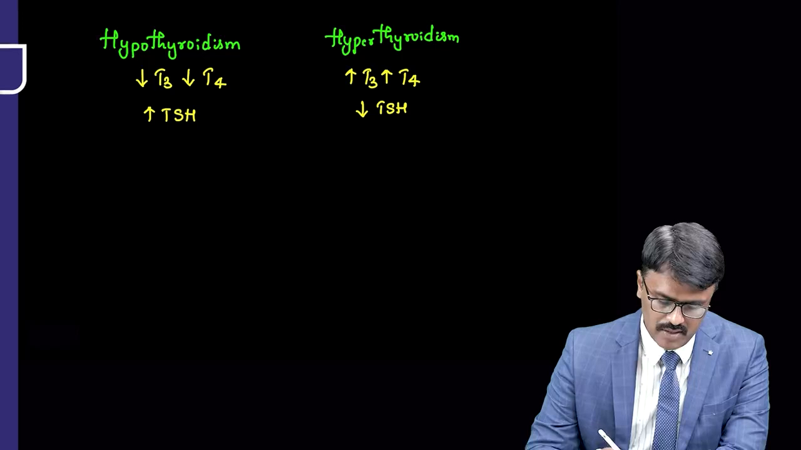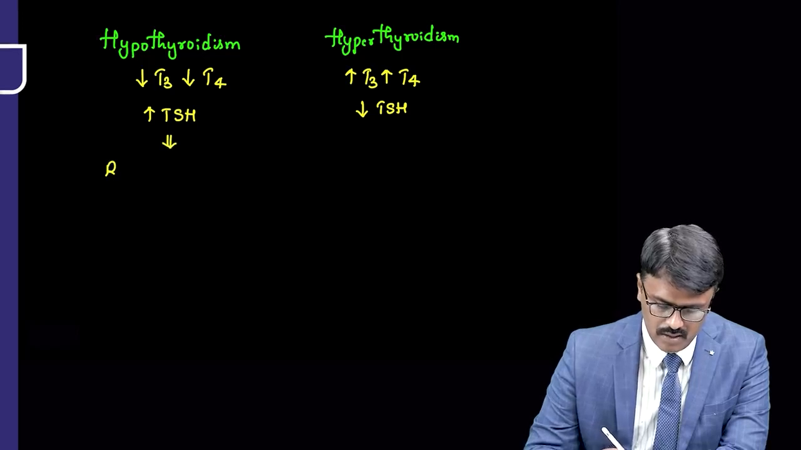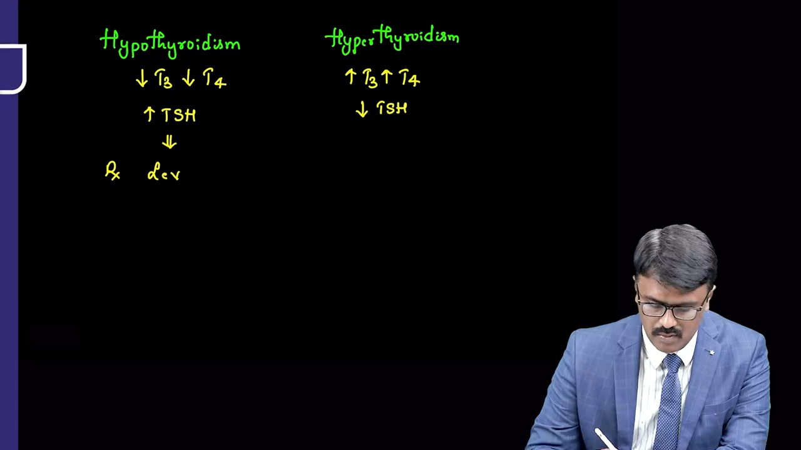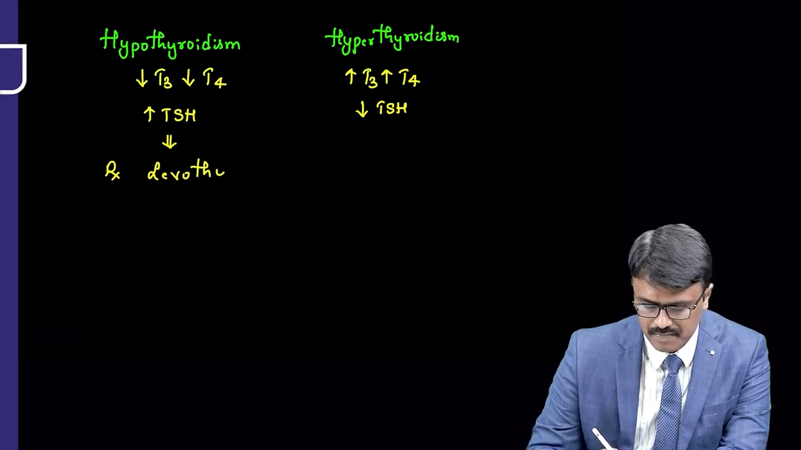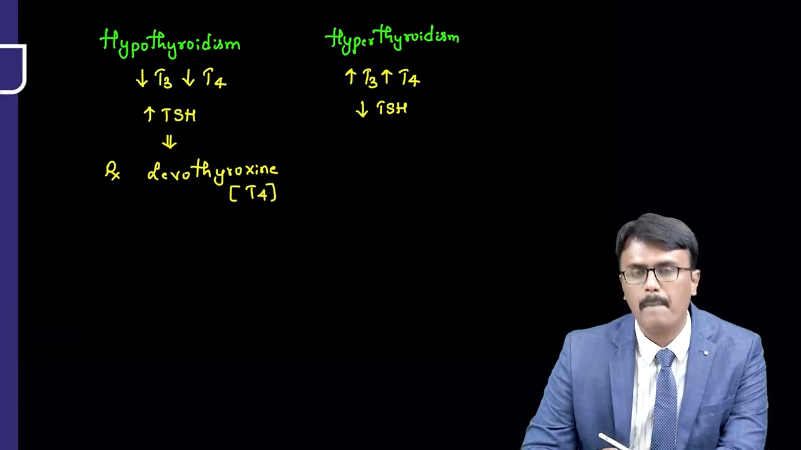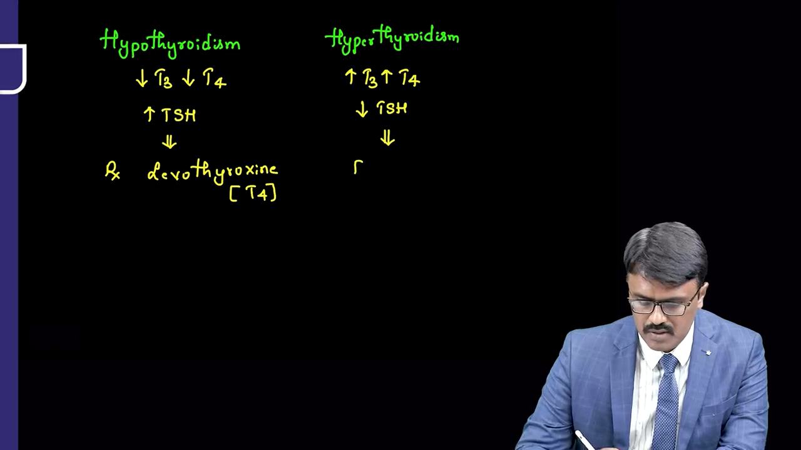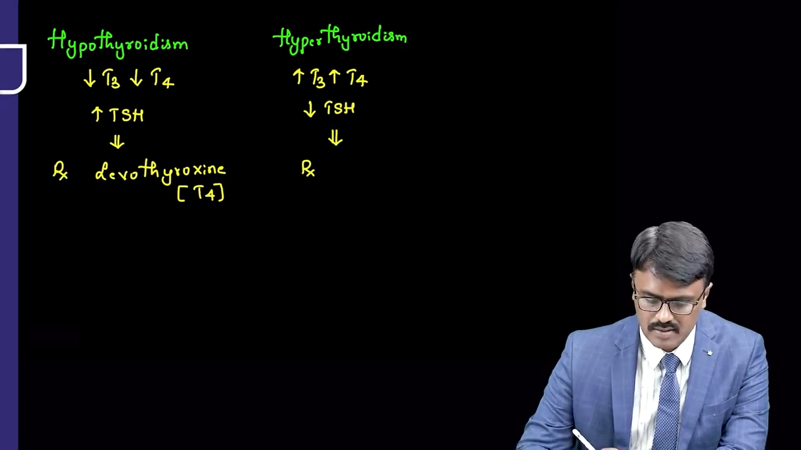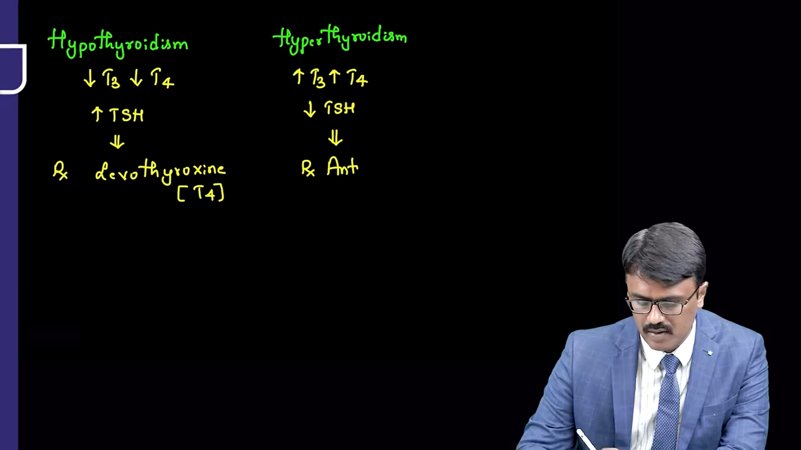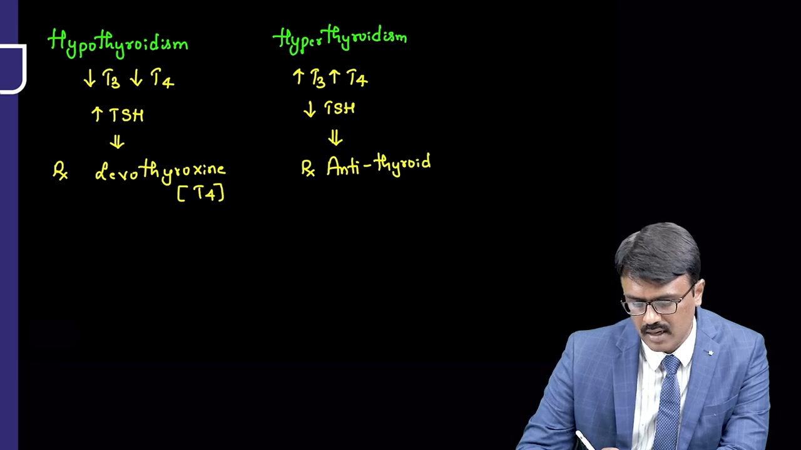Now, to manage hypothyroidism, what we use is the drug by the name levothyroxine. The name is called levothyroxine. It is the T4 hormone. Now, for managing hyperthyroidism, we use drugs, and these are called anti-thyroid drugs.